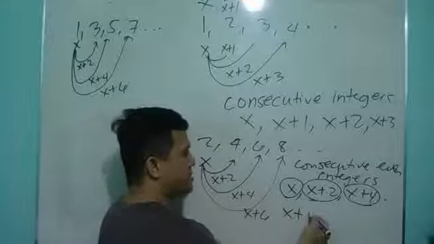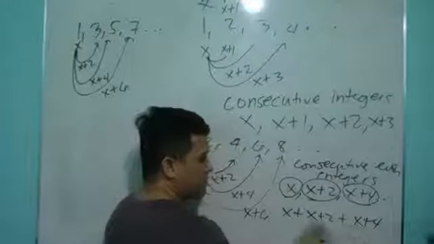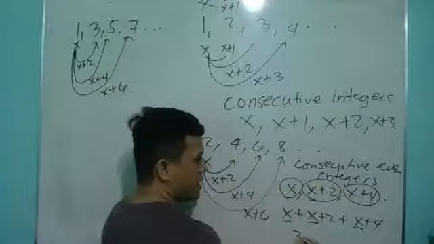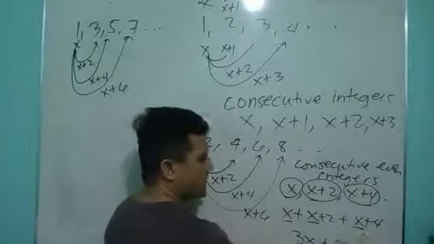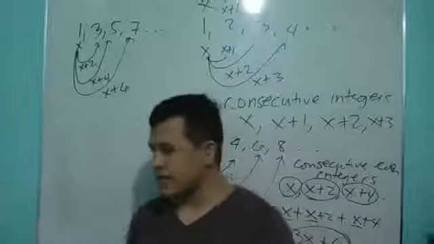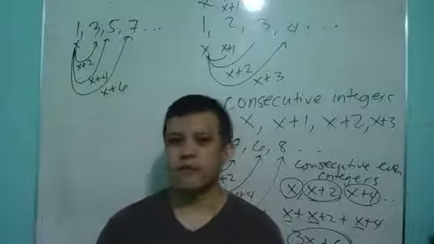So what is the sum? That means plus. So x plus x plus 2 plus x plus 4. How many x's do we have here? We have 3, so there are 3x. x plus x plus x is 3x. And then plus 2 plus 4, that is 6. So the answer there is letter E, 3x plus 6. Okay? So you must always do it like that.